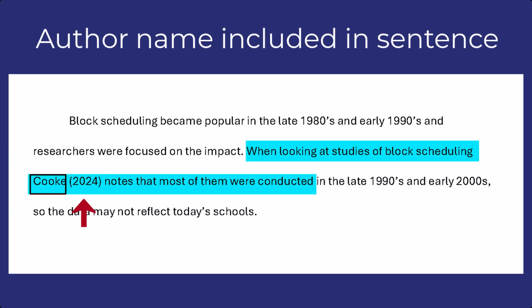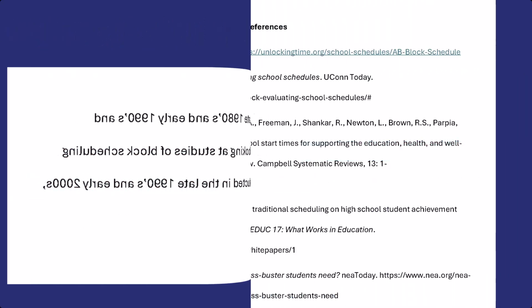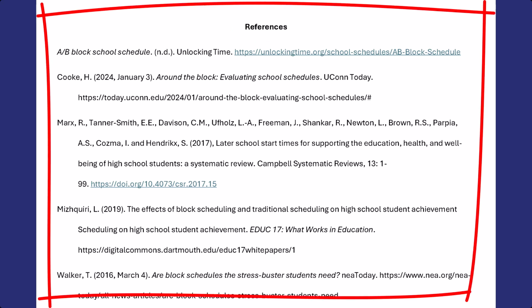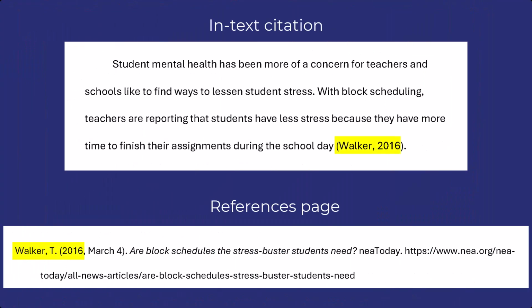Where does the information for the in-text citation come from? It comes from your references page at the end of your paper. Anytime you cite something in your paper, there needs to be a corresponding citation on your references page at the end of your paper. You can't have an in-text citation without the corresponding full citation on your works cited page.